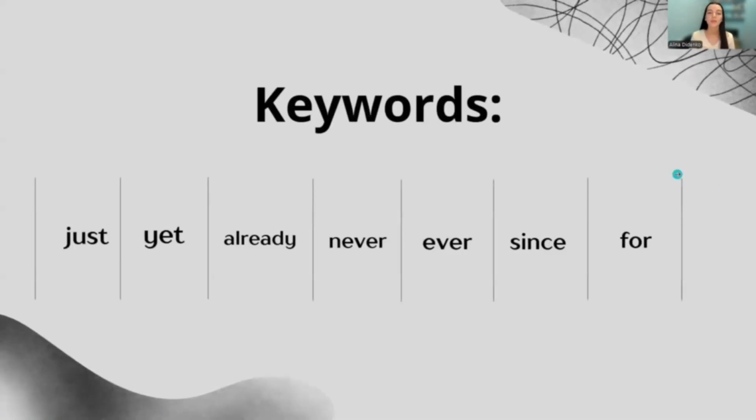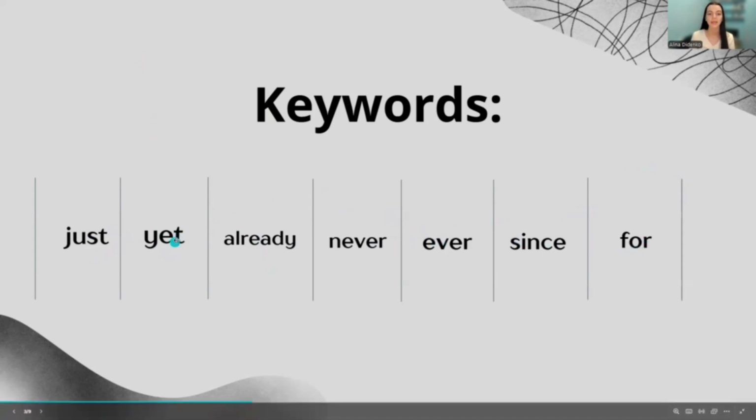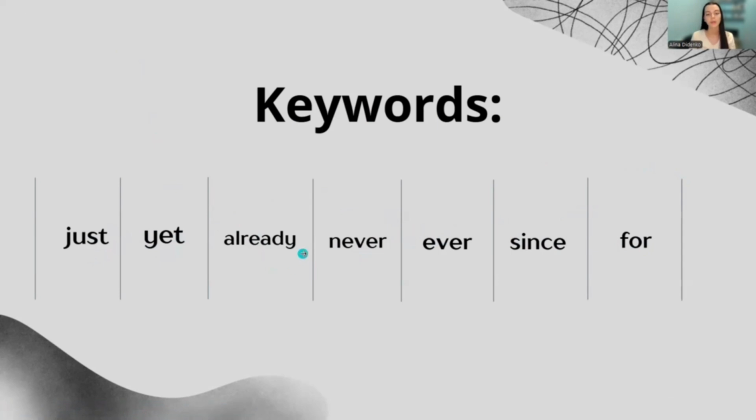Let's focus on some of the keywords that are normally used with the present perfect. Just, yet, already, never, ever, since, and for. Let's focus on the difference between yet and already. Normally, already goes after an auxiliary verb. I have already done it. She has already done it. Whereas yet is normally used in a negative sentence. For example, I haven't done it yet.